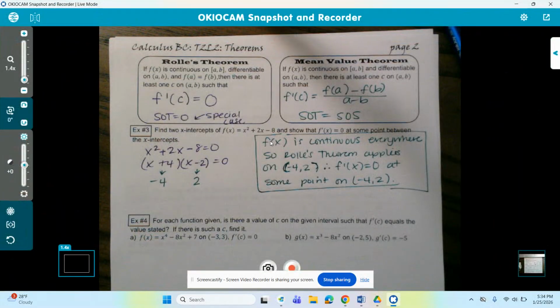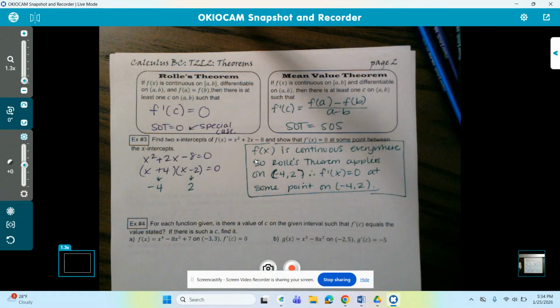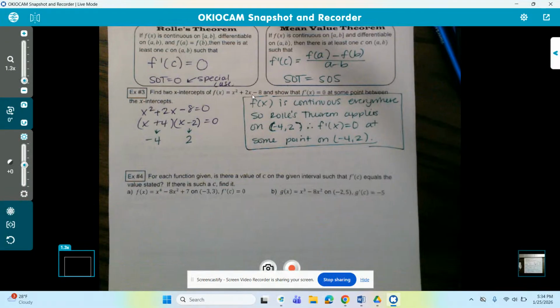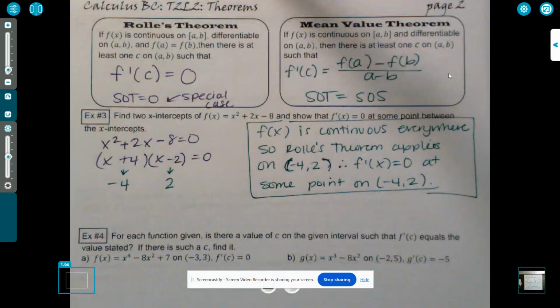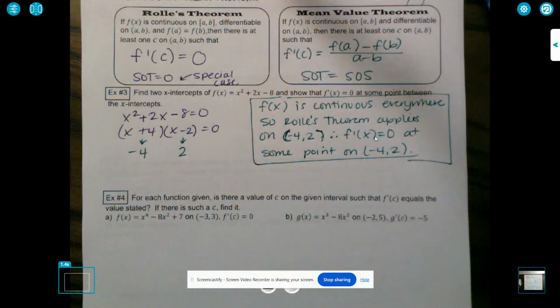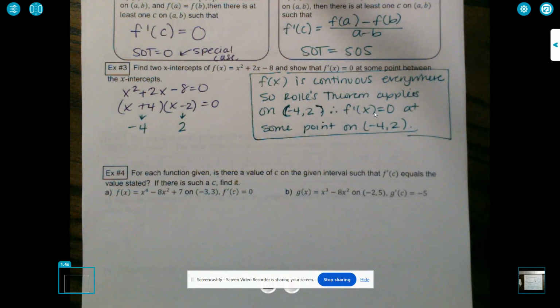All right, y'all. So we are going to finish the T2L2 notes from class the other day that we didn't finish. I do want to talk real quick about the difference in question number 3 and then question number 4.